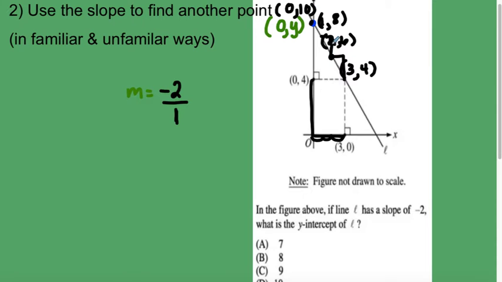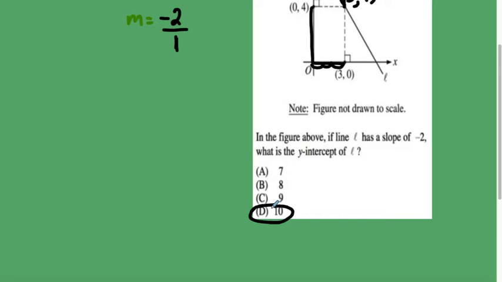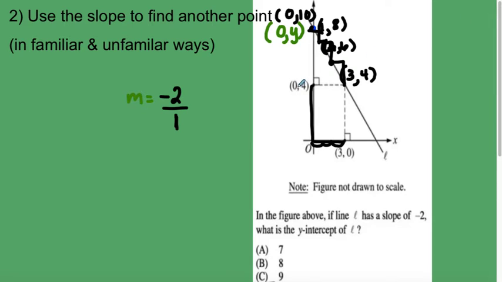So all I did was keep going up and over, up and over, up and over until I got to a point of 0, y. So my y-intercept would be 10. All right, so that's kind of familiar. That's the way you learn to do it. You learn to take a point and go rise over run, rise over run, rise over run.